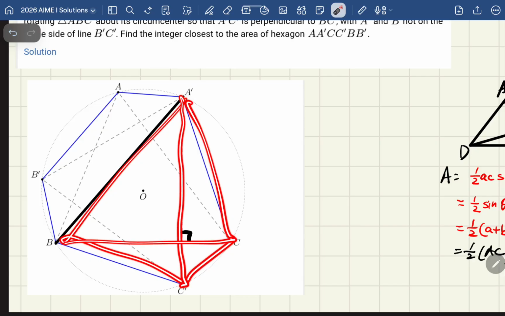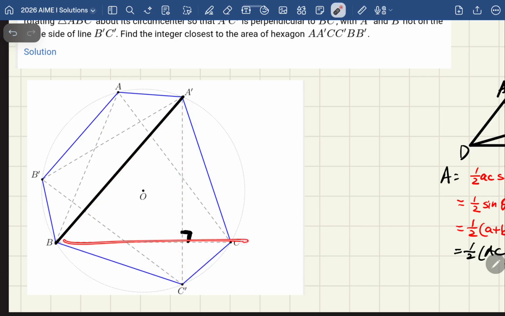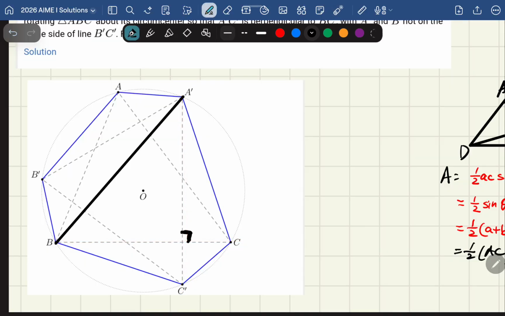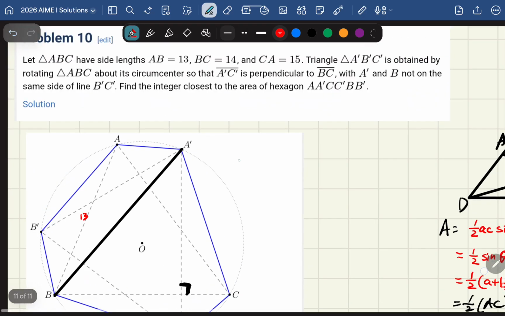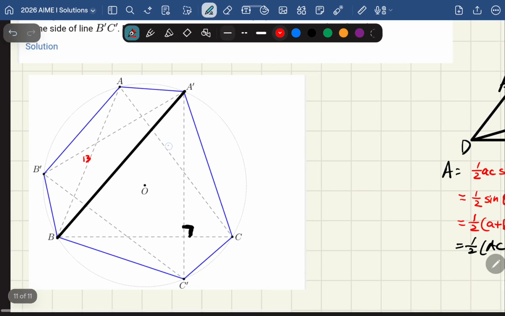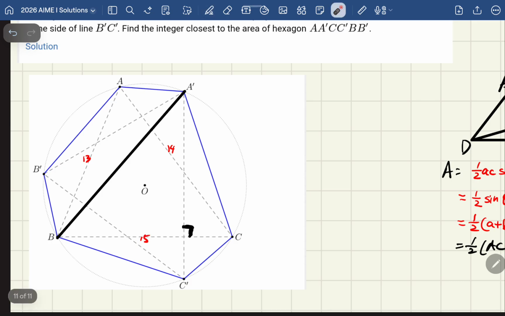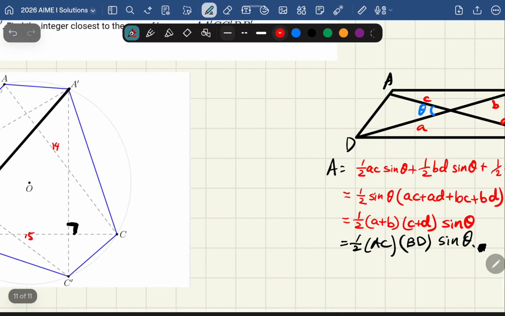A prime C prime and BC are at a 90-degree angle. Let me mark some side lengths. So AB was 13, AC is 14, BC is 15. So what does that mean? Well, if AC is 14, then A prime C prime is also 14, because rotation doesn't change length.